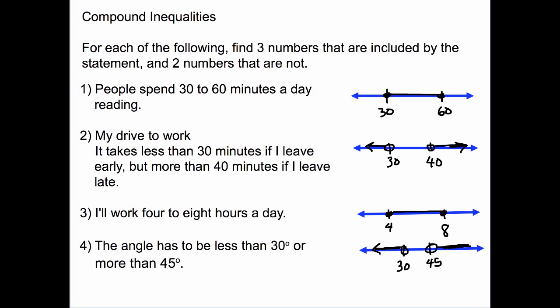Now if we take a look at those statements again, let's see how they're represented on a number line. So for the first one, people spend 30 to 60 minutes a day reading. There's a number line with all of the amounts of minutes between 30 and 60. For the drive to work, it takes less than 30 minutes or more than 40 minutes, and that's how you'd represent that on a number line. If you work 4 to 8 hours a day, there's the third number line, how to represent that. And then lastly, the angle has to be less than 30 degrees or more than 45 degrees. So there is how you would represent that.